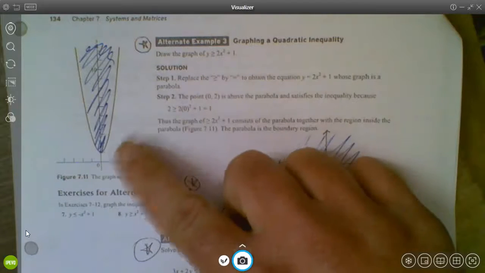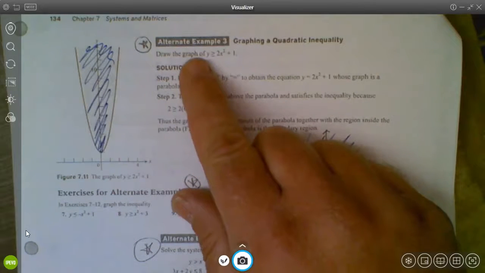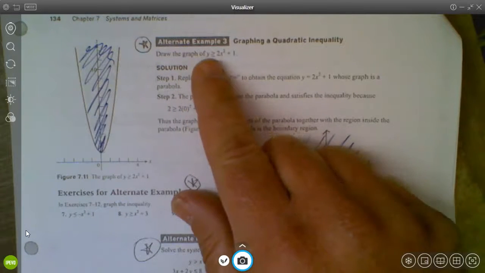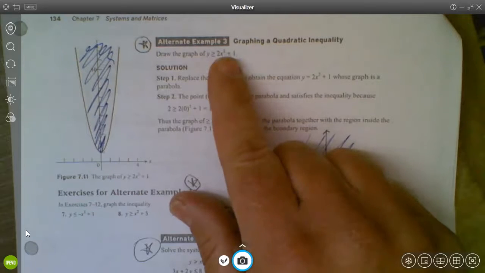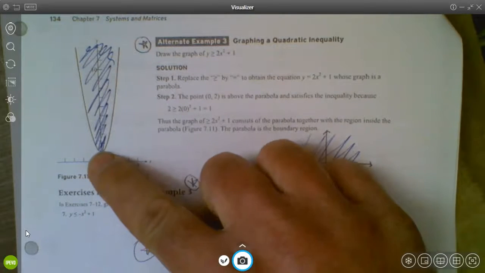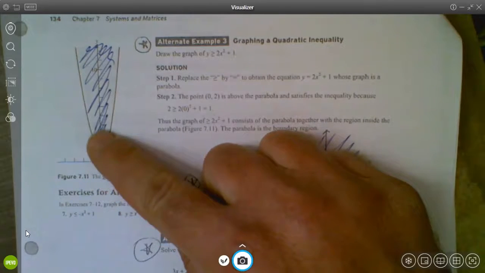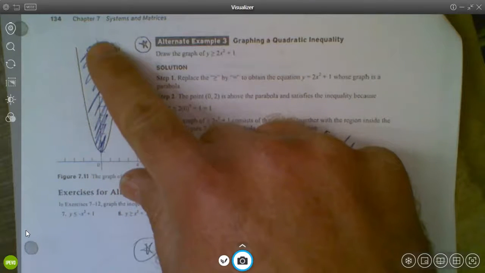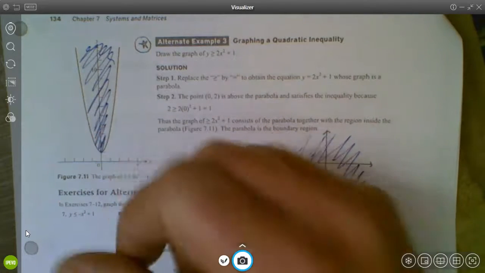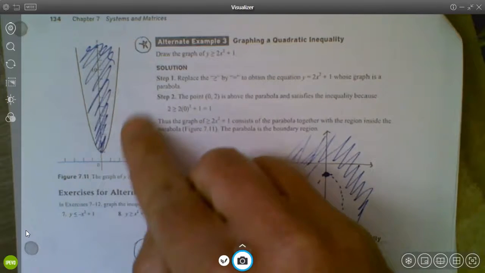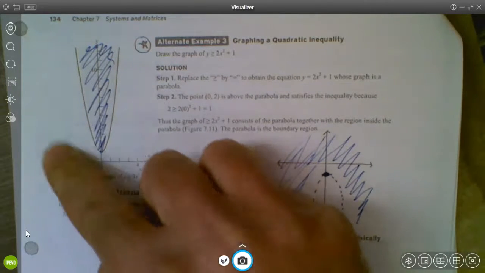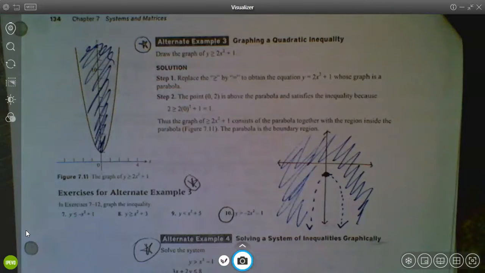And so that's where the graph came from. So let's look at the shading. Where are the y values greater than the parabola? So let's look at where it hits the y-axis. The y values that are greater than this would be right here, right? And so that's where I determined to shade the inside part of the graph rather than the outside part of the graph. Because again, there's only two places you can shade. It's either inside the curve or outside the curve.